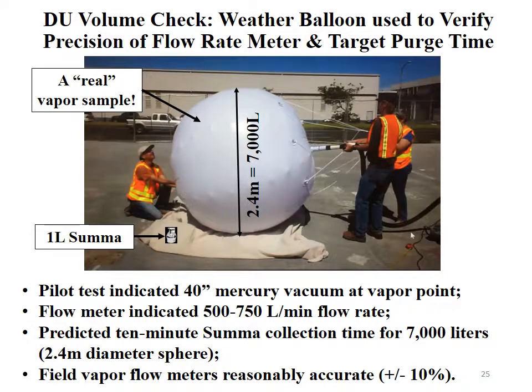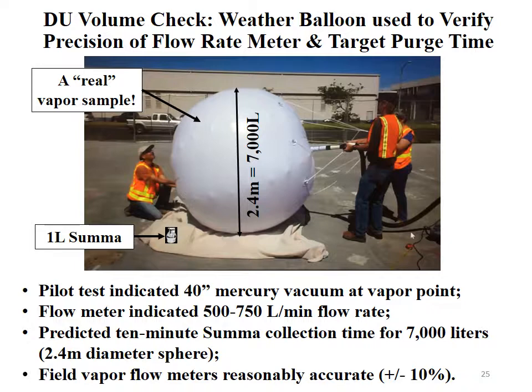A key thing with this, collecting the samples actually is pretty easy. It's fairly routine. The biggest issue when doing this approach is just same as soil, is what's your decision unit. So I was really concerned about the decision unit volume. I wanted to make sure that the samples we collected in our Summa canisters were representative of the target 7,000 liter purges. I didn't really trust the flow meters completely. I'm a geologist, not an engineer.